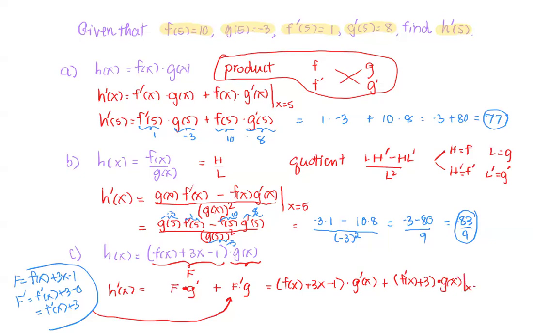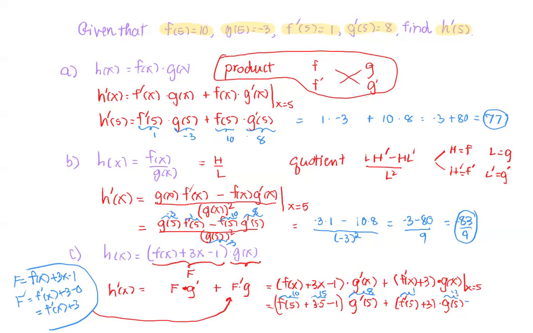Then we're going to replace x with 5. This becomes f at 5 plus 3 times 5 minus 1, times g prime at 5, plus the quantity f prime at 5 plus 3 times g at 5. So we're going to replace the notation with numbers. F at 5 is 10. And 3 times 5 is 15. G prime at 5 is positive 8. F prime at 5 is 1. And g at 5 is negative 3.